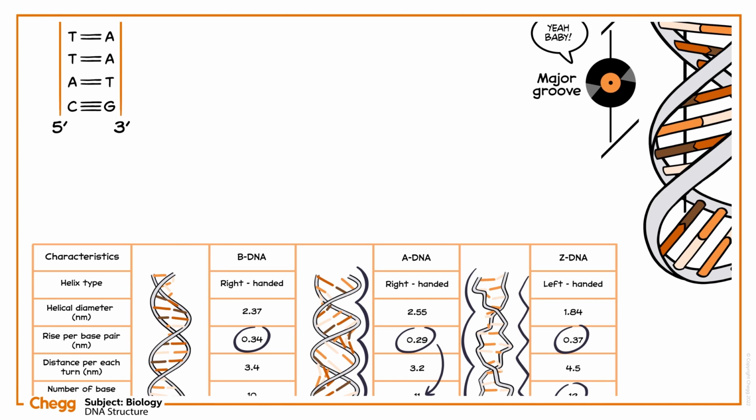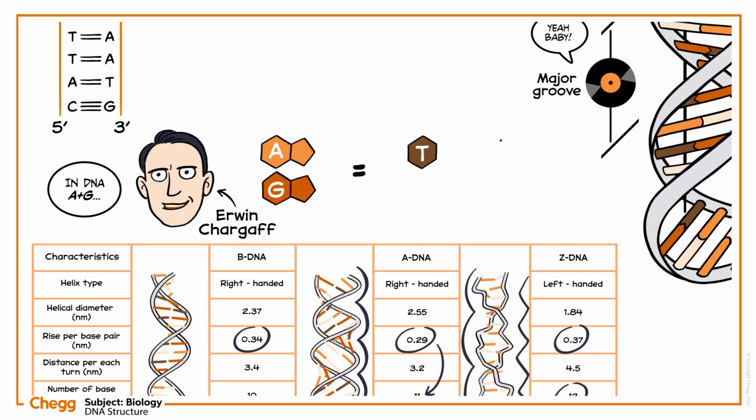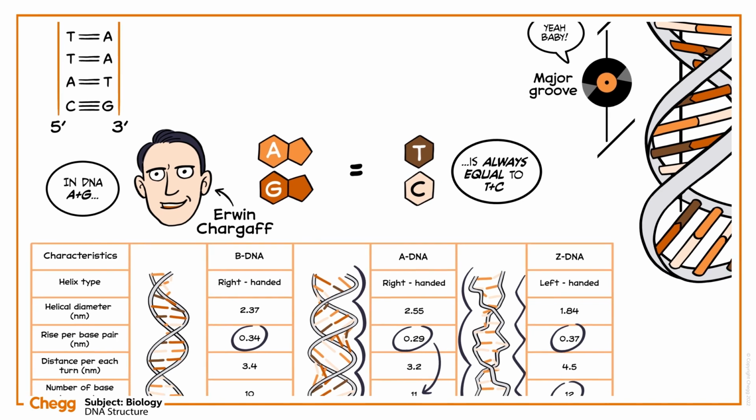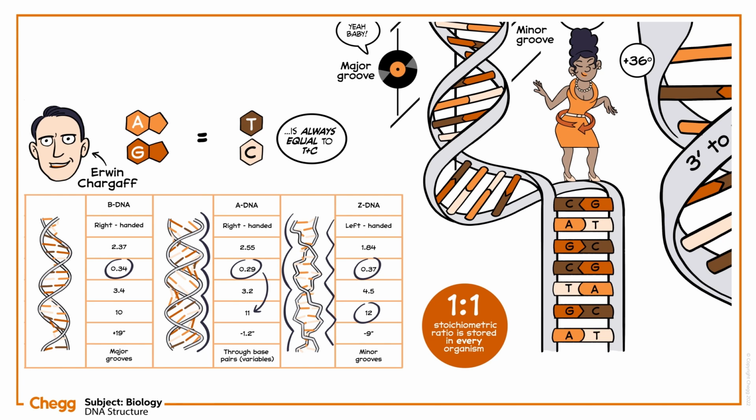Moving further, let's understand Chargaff's rule, which explains the base pairing. In this, the amount of adenine is equal to the thymine, and the amount of guanine is equal to cytosine. Thus, a 1-to-1 stoichiometric ratio of purine and pyrimidine bases is stored in every organism.